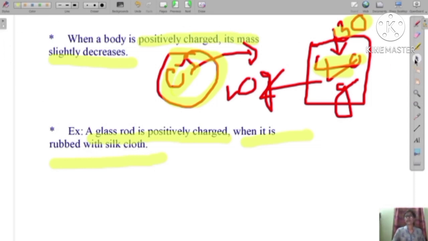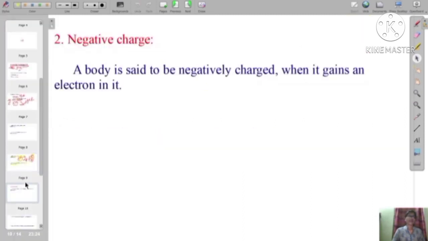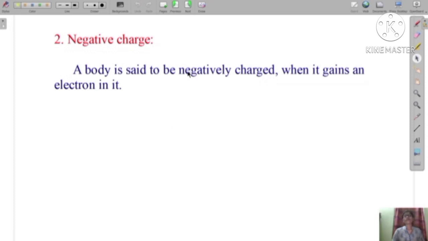So next we are going to study the next kind of charge, which is negative charge. Then what do you mean by negative charge? See here. A body is said to be negatively charged when it gains an electron, exactly opposite to the positively charged body. Okay, now let me see again.